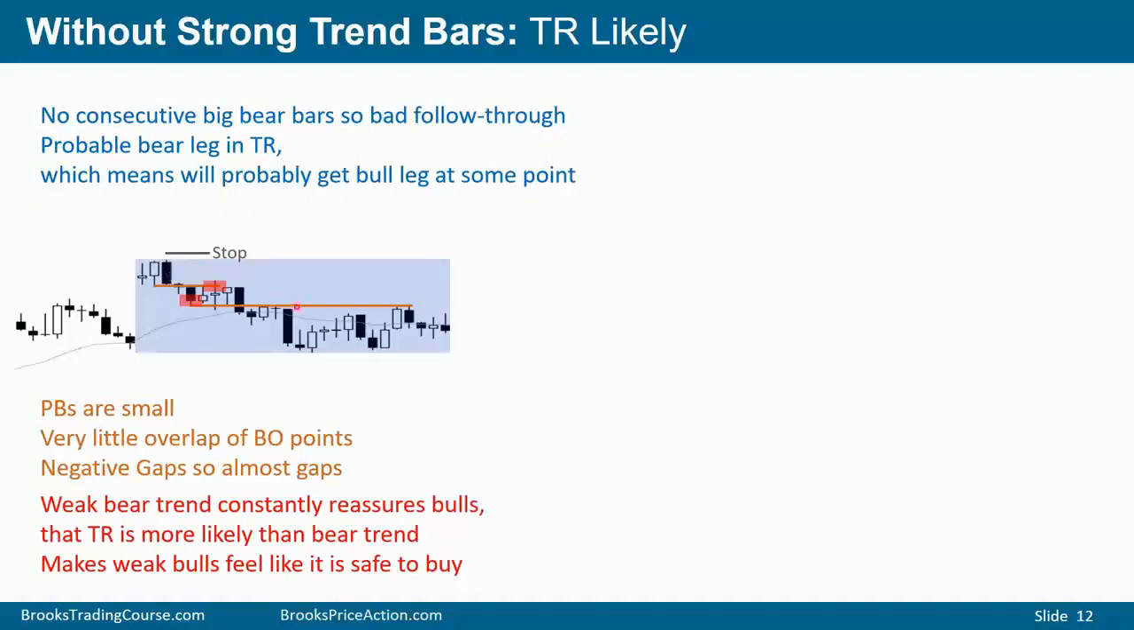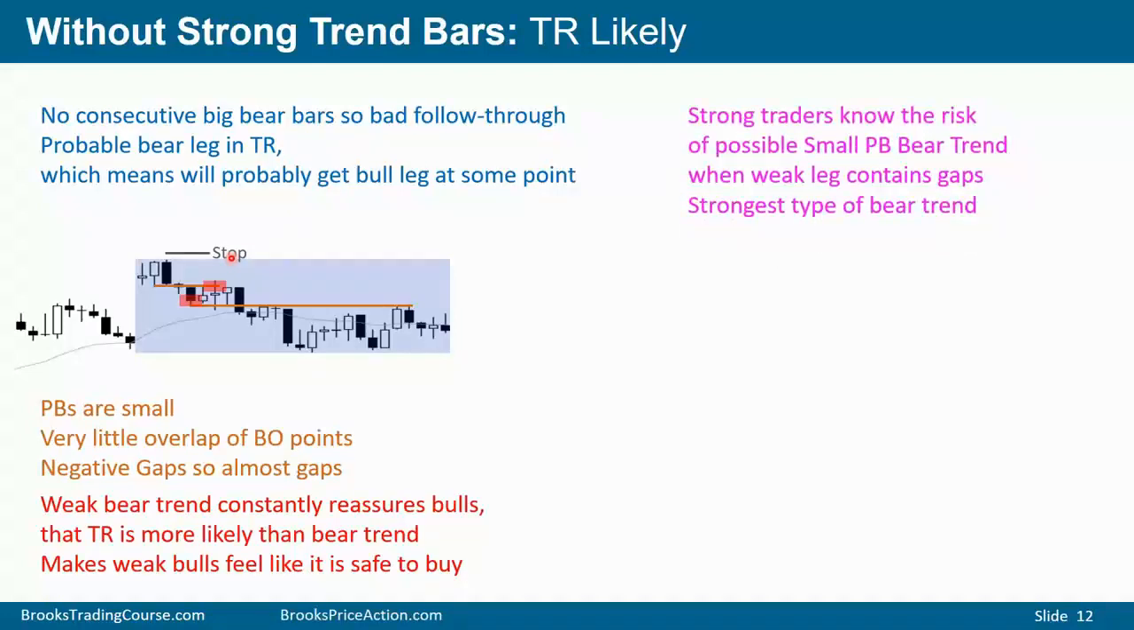When you get a weak bear trend like this with bad follow through, but you're getting gaps or negative gaps, gaps where there's slight overlap, you have to be thinking about the possibility that this could become a small pullback bear trend that could last all day. These gaps and negative gaps are important, and they increase the chances that even though this is a weak sell-off, it might be an endless sell-off and the early part of a small pullback bear trend.